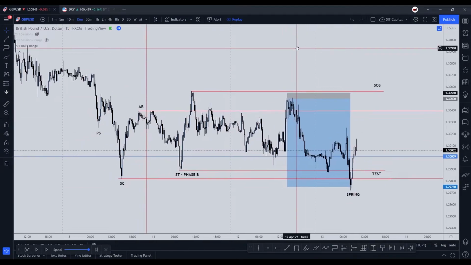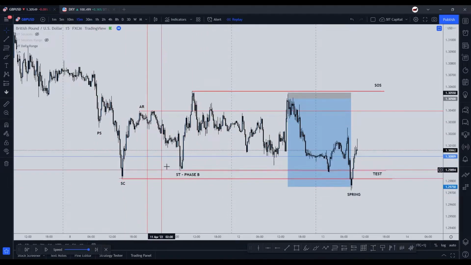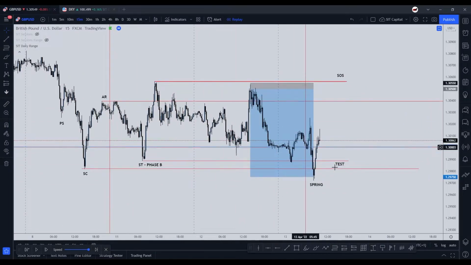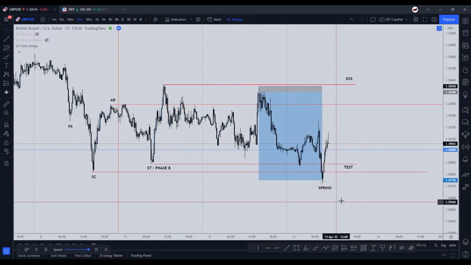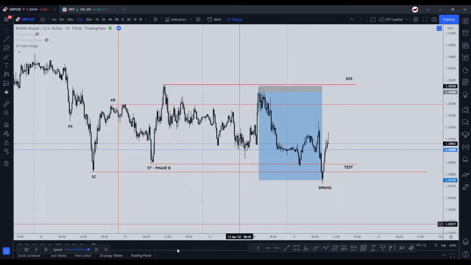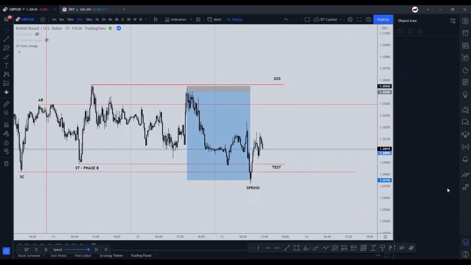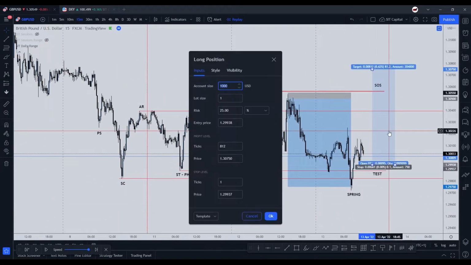and we noticed that we had a preliminary support, a selling climax, an automatic rally, secondary test on phase B. We mark these levels, these key levels, and we are waiting to see how price will react, because if this was actually a liquidity grab, we will just wait for price to come into a certain level in order for us to take our long position.